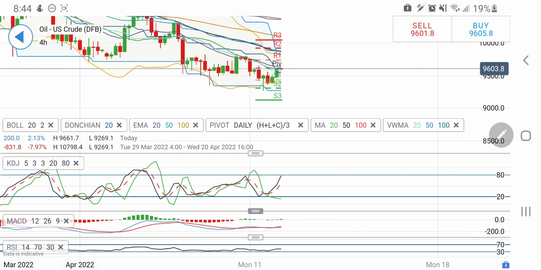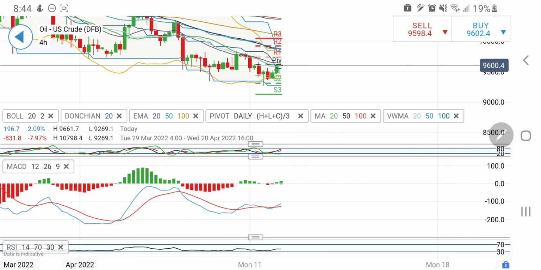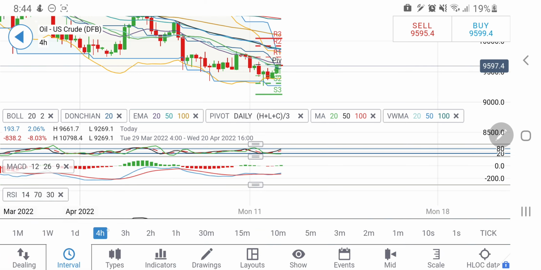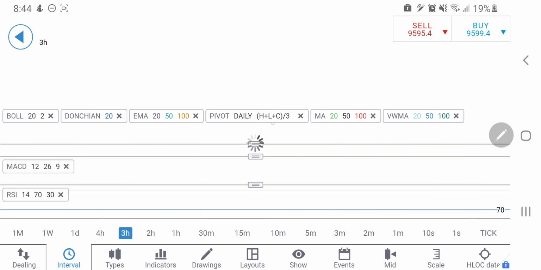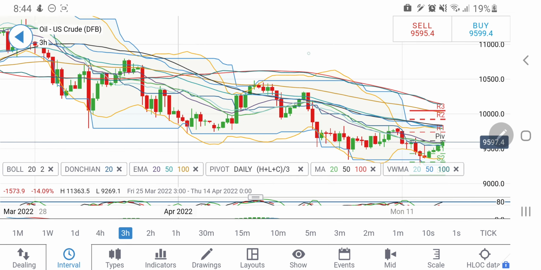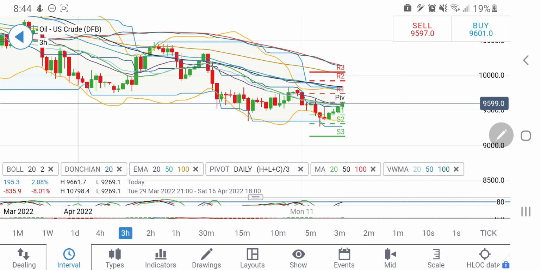Now look at the 4-hour stochastic, entering into the extremely overbought zone. And MACD has just crossed over here. RSI is not showing any signs there. Now look at the 3-hour charts. On the 3-hour charts, you can observe.